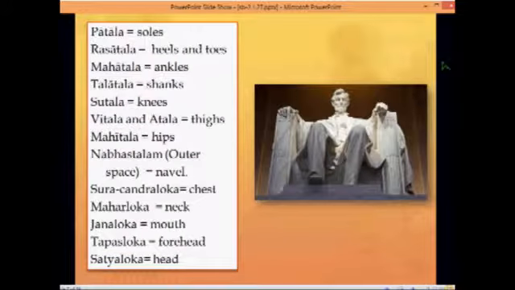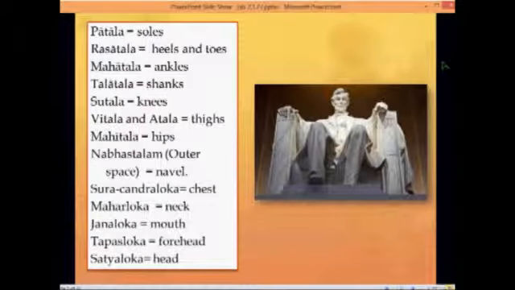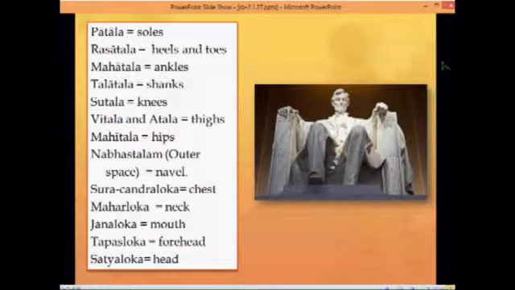So then we made a little list here of the order as we find in the Bhagavatam, and here's Abraham Lincoln with his feet, shanks, thighs, whatever. A respectful person, I guess. Patala are the soles, if you can see our graphic here. Rasatala, we go to the heels and toes. Mahītala are the ankles, Talatala, shanks, Sutala, knees, Vitala, Atala, thighs, Mahītala, hips, Navastalam, outer space, is the navel. So we go from hip to navel.